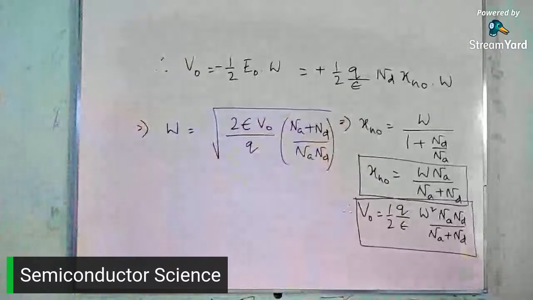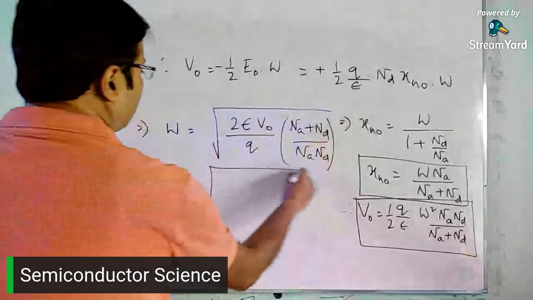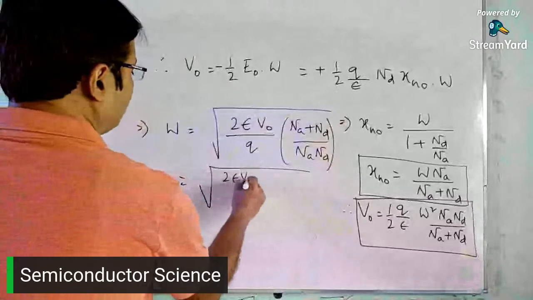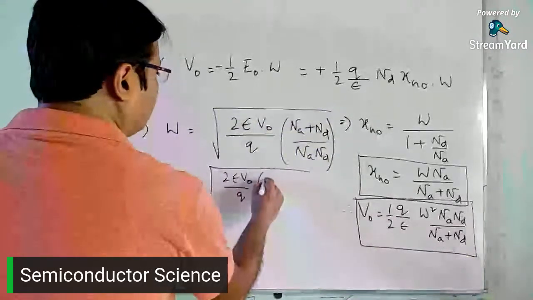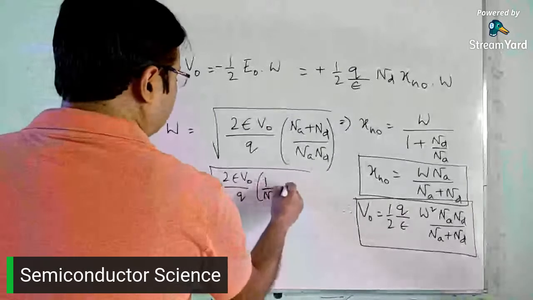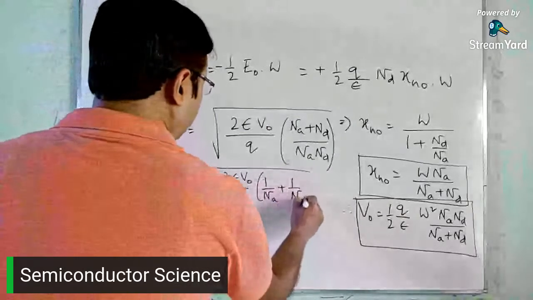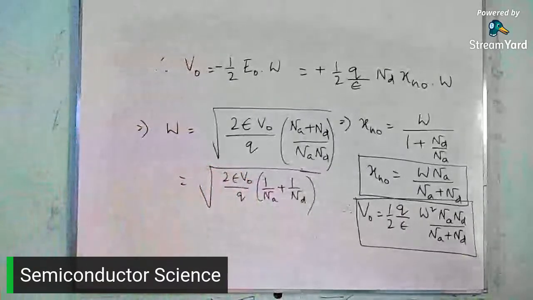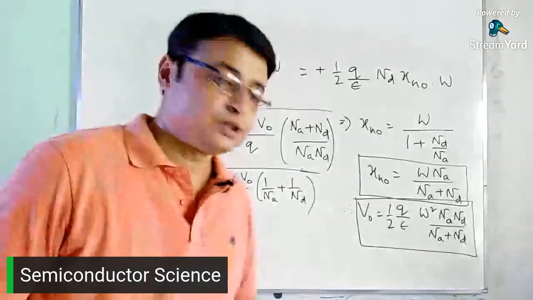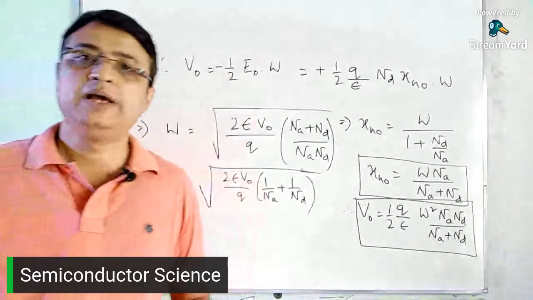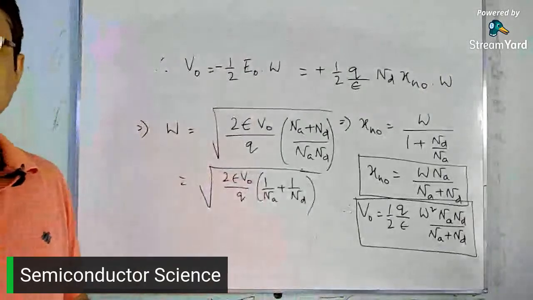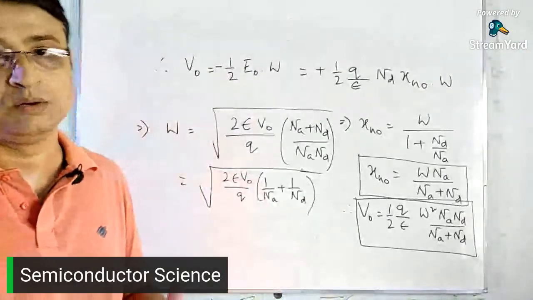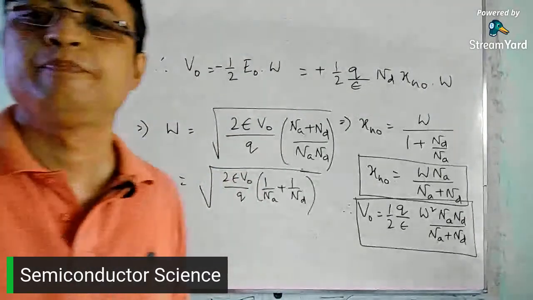Okay, or you can write it as root over twice epsilon V0 by Q into 1 by Na plus 1 by Nd. As you wish, you can use either of these two equations for W. So in this way, we found the value of the depletion layer width. Is it okay?